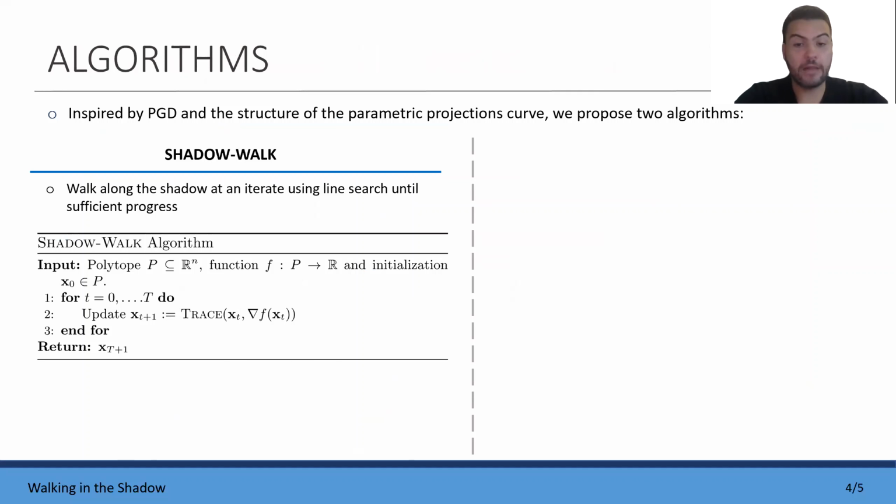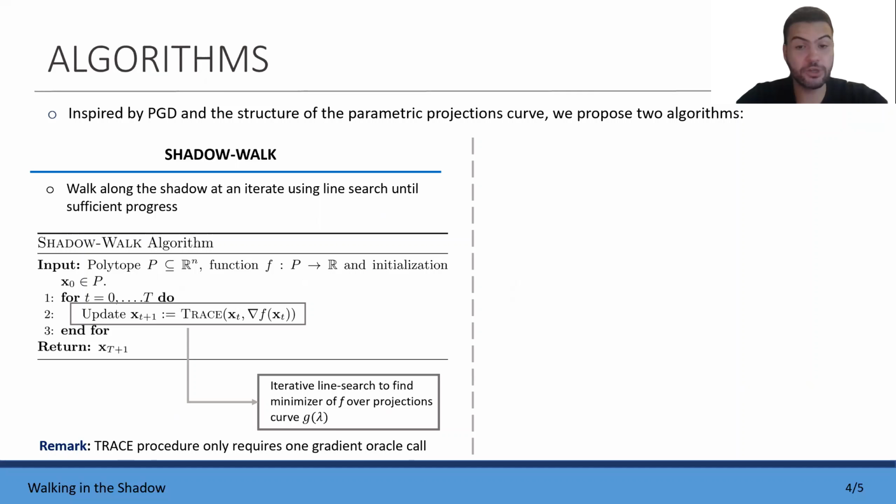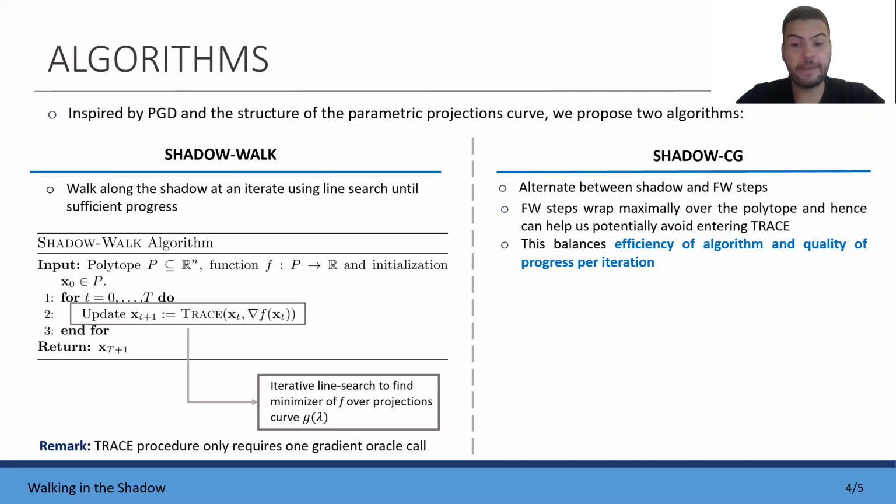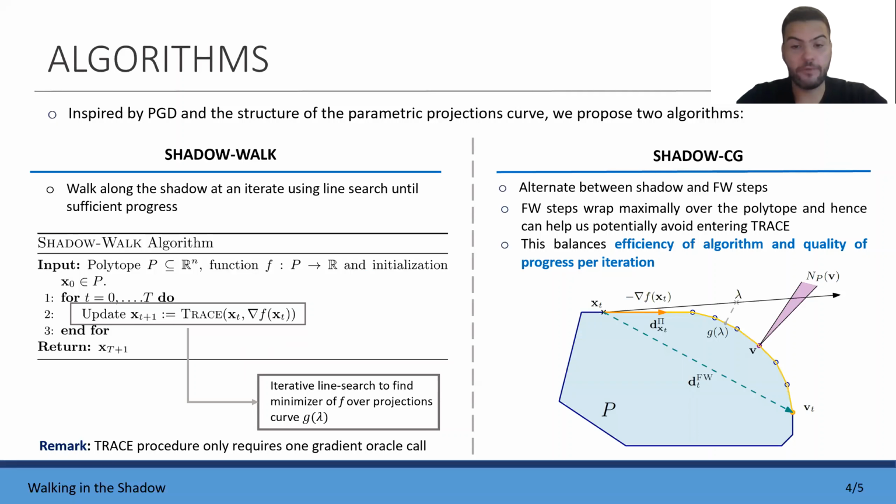We now propose two algorithms. First, we have the shadow walk algorithm, where at every iteration, it traces the projections curve using iterative line search and shadow computations until we have sufficient progress. However, entering this trace procedure every iteration can be expensive. So in the shadow CG algorithm, we propose adding Frank-Wolfe steps which are efficient to compute, while also forming the endpoint of the projections curve. Thus, the greed of these steps can help us potentially avoid entering the trace procedure every iteration, which makes the algorithm more efficient. So in each iteration, we either take the Frank-Wolfe direction, which is the green direction we have in the figure here on the slide, or we trace the projections curve, which is the yellow curve.